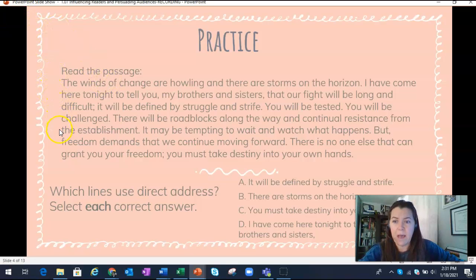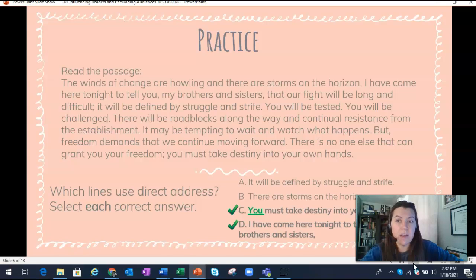So look at this passage. Which lines use direct address? And we want to select each correct answer. So there's more than one correct answer here. I'm going to give you a hint. Is it A, it will be defined by struggle and strife? Is it B, there are storms on the horizon? Is it C, you must take destiny into your own hands? Or is it D, I have come here tonight to tell you, my brothers and sisters?